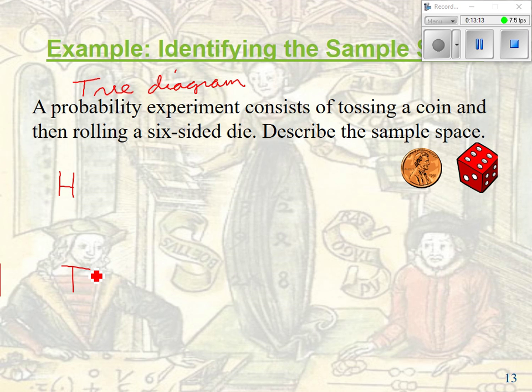Then we rolled the die. What could we get if we got a head with the coin? What could we get when we roll the die? Could get a 1. Could get a 2.